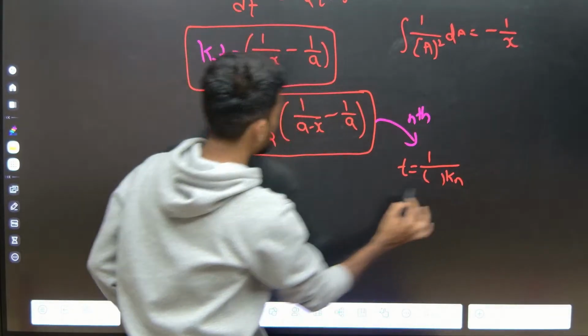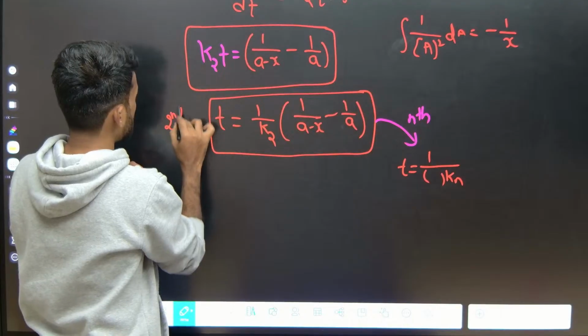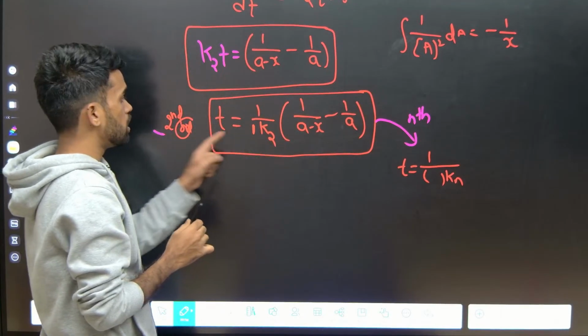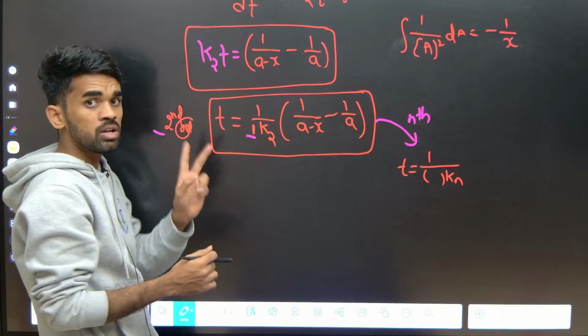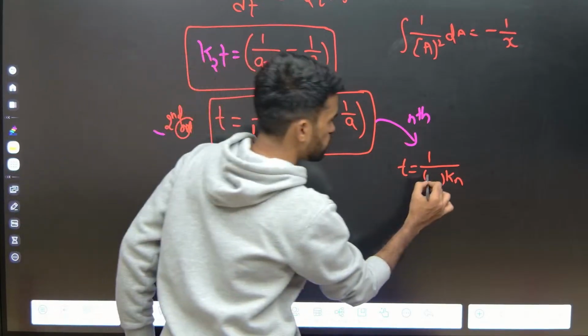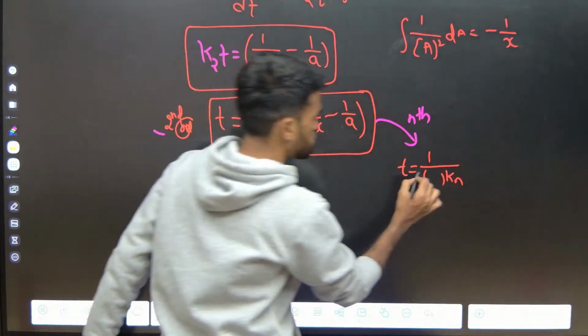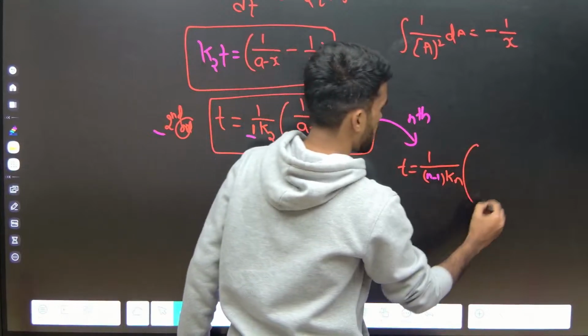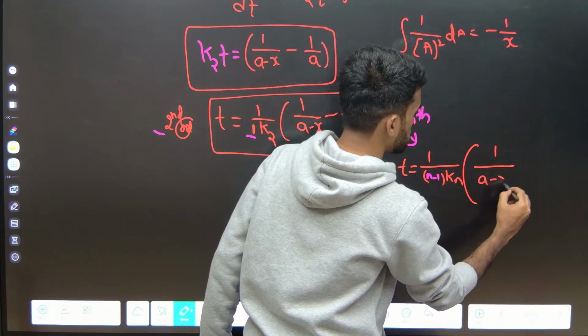Now here, since it is second order, you are seeing 1. If it is third order, you will be seeing 2. If it is fourth order, you will be seeing 3. So you just make it n minus 1 here. Okay, that's it. And in this bracket, you are seeing A minus x.